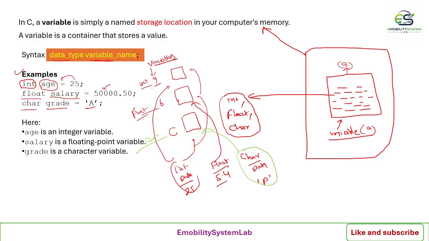So what we can understand is that when we are writing any variable, it is very important for us to define the data type. Otherwise we will not be able to store our data at the correct location.